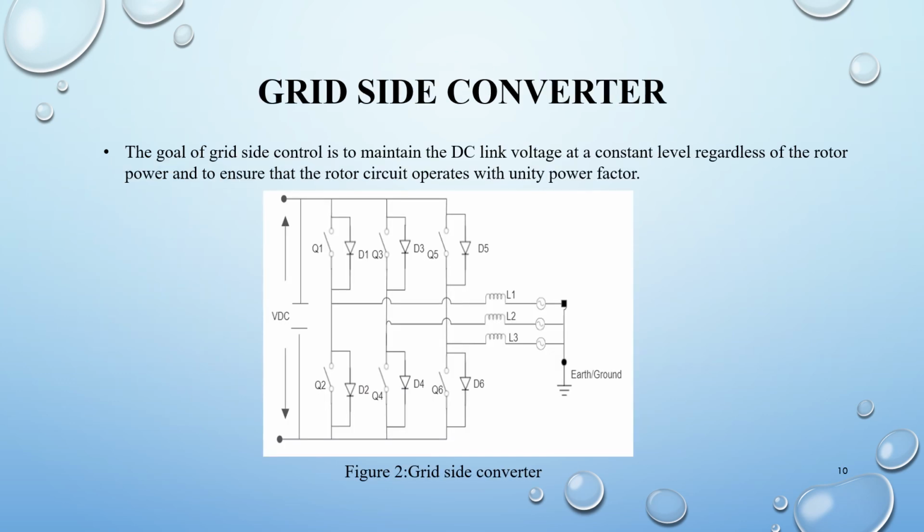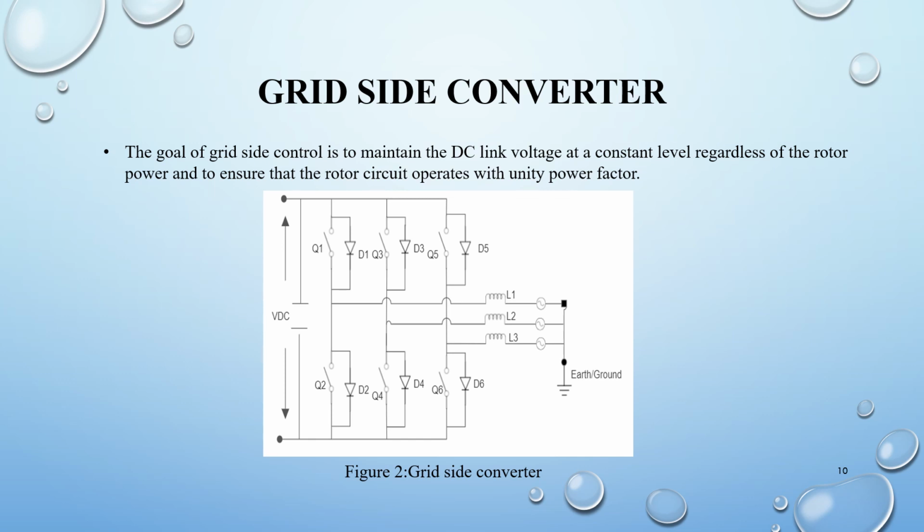Grid side converter. The goal of the grid side converter is to control and maintain the DC link voltage at a constant level regardless of the rotor power, and to ensure that the rotor circuit operates with unity power factor. This figure indicates the grid side converter. The condition of the DC link voltage always affects how much power the grid side converter exports.